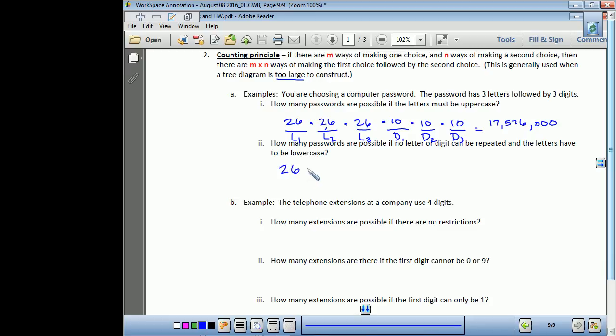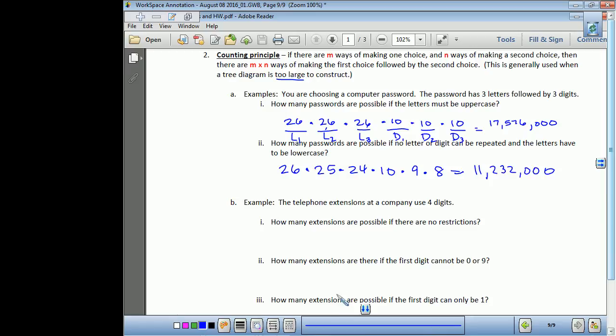For the first letter, I have 26 choices, but for that second letter, what do I have now? 25, and then 24. And with my digits, for my first digit, 10, but for my second one, and then my third one. So 26 times 25 times 24 times 10 times 9 times 8. We are down to 11,232,000 possible passwords.